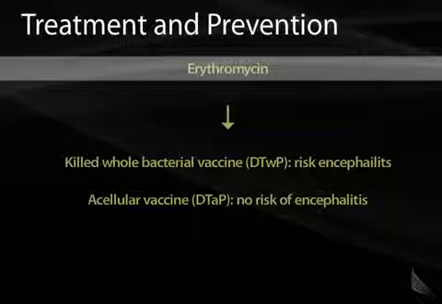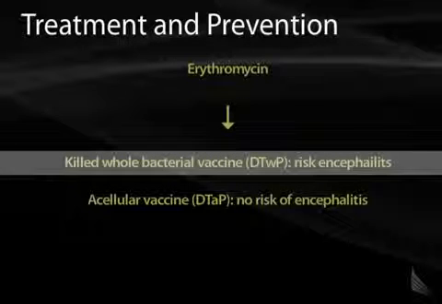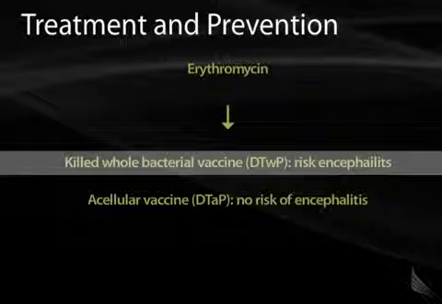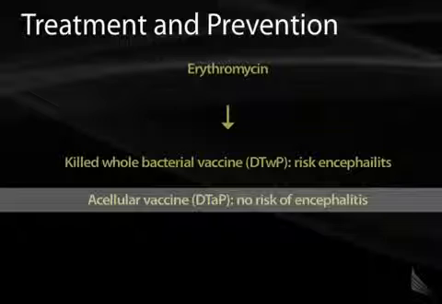To prevent pertussis, we give a killed whole cell vaccine, which is the DTP. The problem is there was a risk of encephalitis with the whole cell bacteria, and so we now have an acellular vaccine, which is the DTaP, the diphtheria, tetanus, and acellular pertussis, where there's no risk for encephalitis.